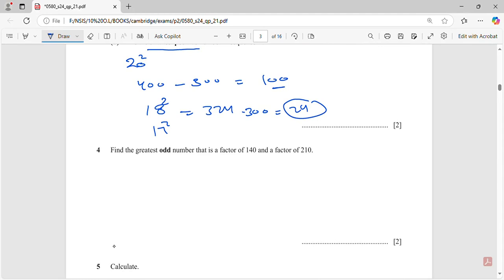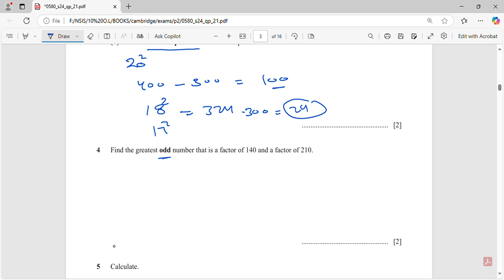Now for number 4, he asked me to find the greatest odd number that is a factor of 140 and a factor of 210. So he is looking for factors, by the way. I have two options here. I can write down all the factors for 140, which would be a great effort, or you can factorize into primes and figure out the HCF.